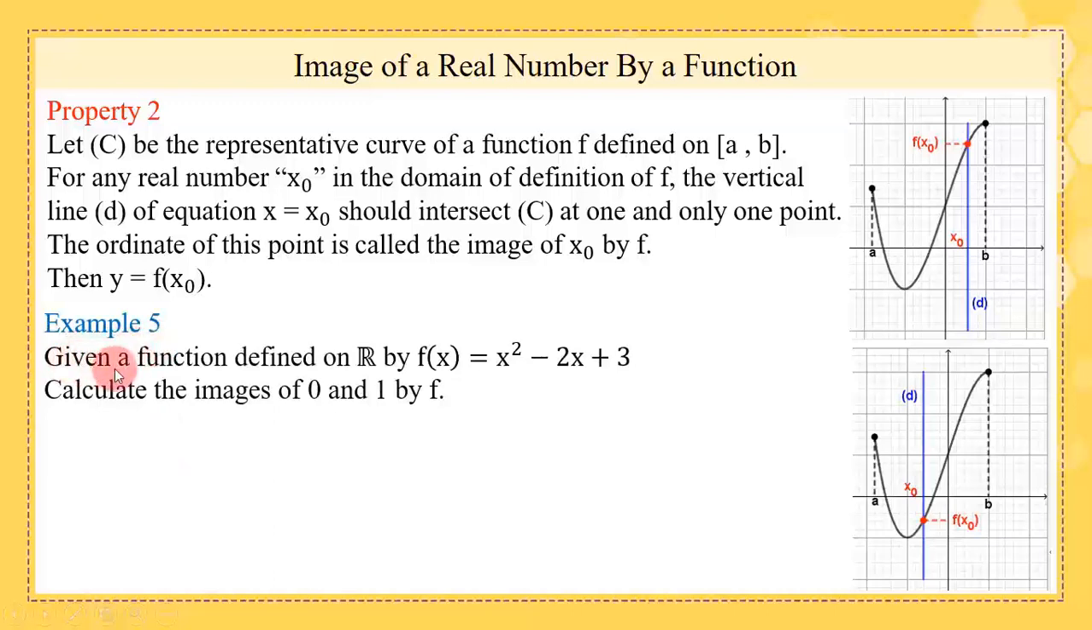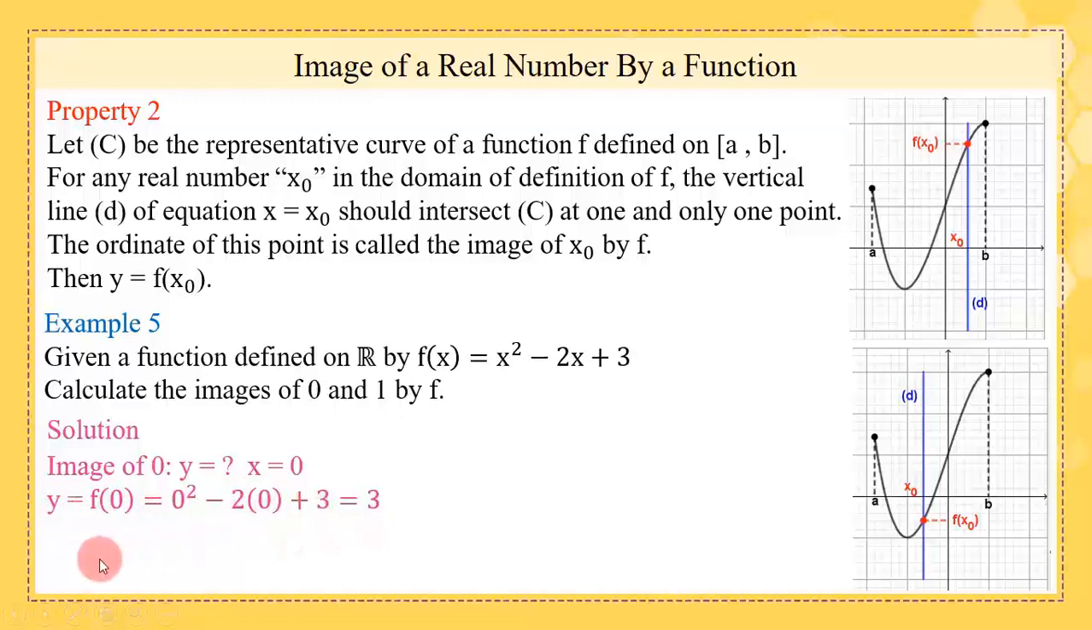Example number 5. Given a function defined on R by f of x equal x squared minus 2x plus 3. Calculate the image of 0 and 1 by f. So we need to calculate f of 0 and f of 1. Solution: image of 0, which is the value of y such that x equals 0, y equal f of 0 equals 0 squared minus 2 times 0 plus 3 equal 3. Image of 1, what is the value of y such that x equal 1? So it is f of 1, 1 squared minus 2 times 1 plus 3 equals 2.